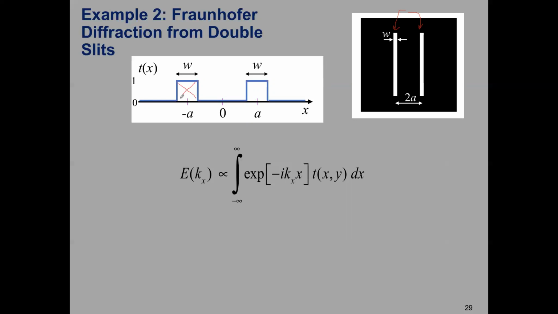This is our first slit. This is our second slit. The slits have width W, and they're centered a distance A apart from the center of the screen, which we'll list as the origin. So there's this other parameter here of the distance of the two slits from the origin, and the width.